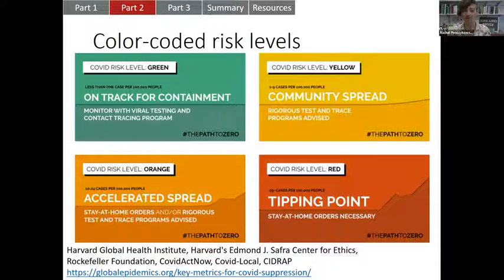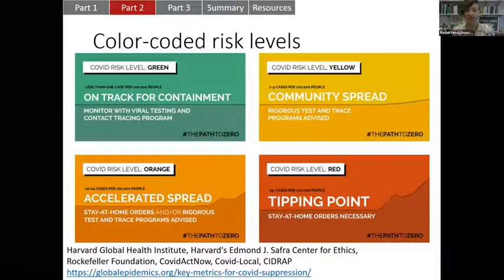Yellow suggests community spread, so you ought to really rigorously test people and trace their contacts. Orange means accelerated spread, so people should be staying at home and really avoiding interacting physically with other people, and you really need rigorous test and trace programs. And then red is very bad. This is the tipping point where stay-at-home orders are necessary, and we really worry about things like hospital capacity.